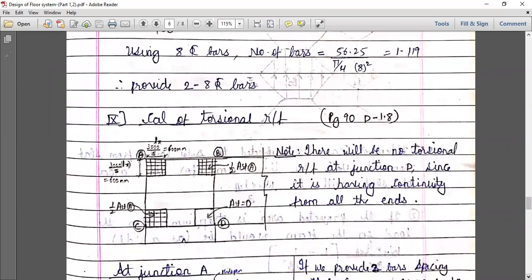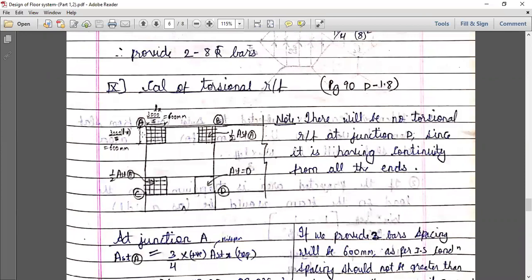So here you can see clearly. I have just named the junctions A, B, C, D for convenience, for you to understand how we are going to provide the steel at the various junctions. Here it is not needed, AST is 0. Now what is the steel at junction A? First, what are its dimensions? This is given by LX by 5 and LX by 5, which comes out to be 600 mm. So basically it is a mesh of size 600 mm. So that dimension is clear.